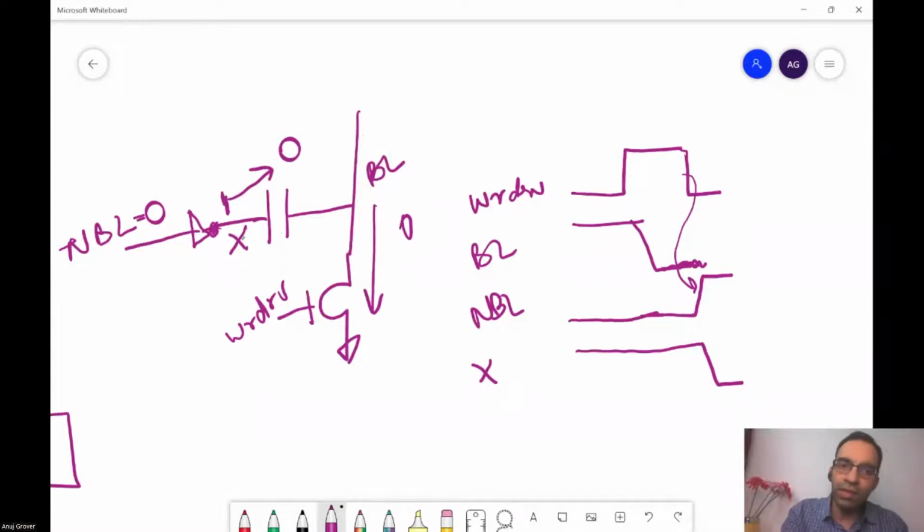Yes, sir. When X goes from 1 to 0, it will couple because it is coupled with the bit line. So now if one side of the capacitor goes from 1 to 0, the other side will also tend to have a similar voltage transition. So now the bit line would want to go below 0 volts. Okay, let me remove some of the signals. Let me move them down there.